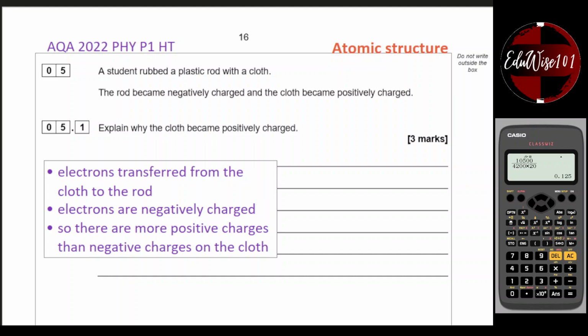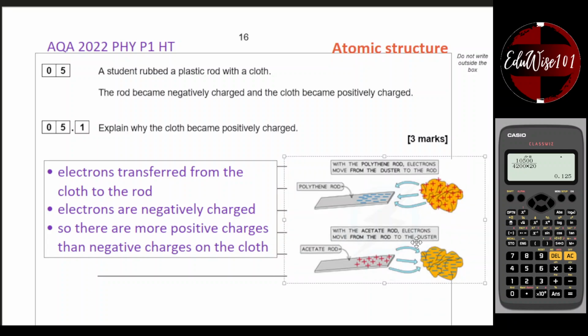Now, when you look at different questions, you will find that it's not always that this is happening, meaning that the cloth doesn't always lose electrons. It can be the other way around, depending on the type of plastic rod that you would use. So here's a really simple example. If you use a polythene rod, electrons are transferred from the cloth to the rod. If you use an acetate rod, the reverse actually happens. In our question, they're using a polythene rod.